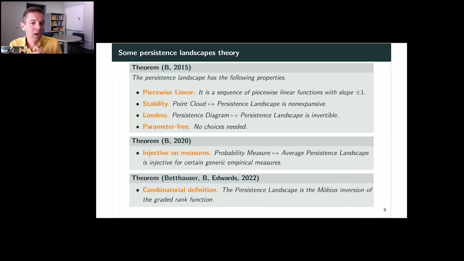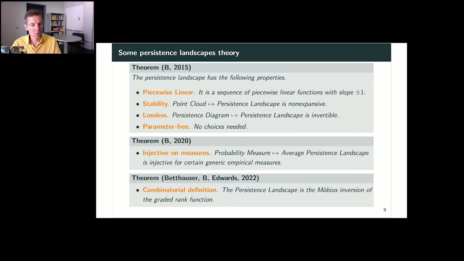And one crucial property is that it doesn't involve any parameters. So I think this is maybe one of the only kernels that I know of that doesn't have a choice of bandwidth that's required to use it. Something a little more sophisticated is that it's injective on certain generic empirical measures. So not only can you recover one persistence diagram from a persistence landscape, if you have an average of a number of persistence landscapes, you can recover the persistence diagrams that went into it.